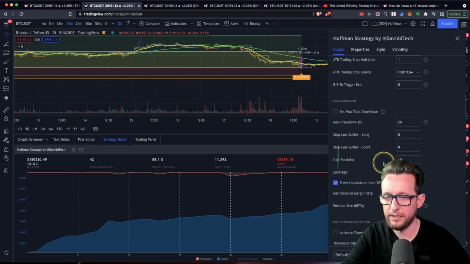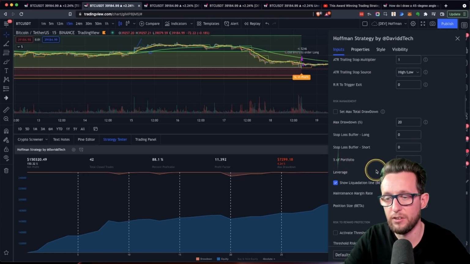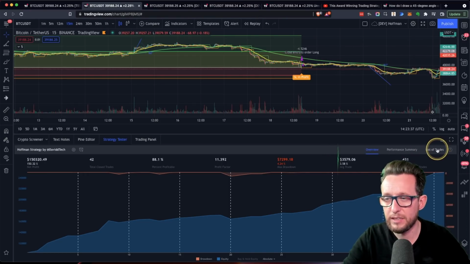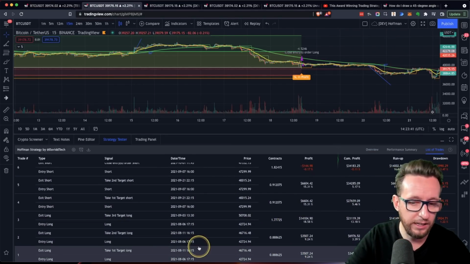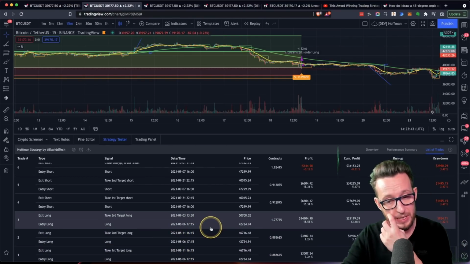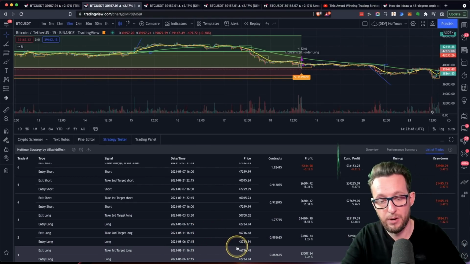I've put this on 10% of my portfolio, and as you can see, if we go into the list of trades here, this has been trading since August last year. So we're in February at the moment. So yeah, it certainly does look like a good trading strategy. I'm not sure that it'll be very well adapted to leverage if you're a leverage trader. It is certainly food for thought.